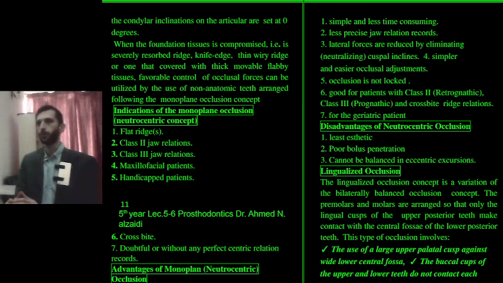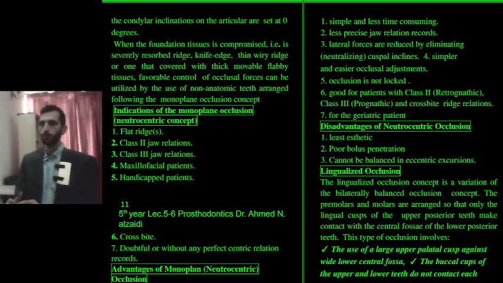Disadvantages of neurocentric occlusion include least aesthetic, poor bolus penetration, cannot be balanced in eccentric excursions. Lingualized occlusion.